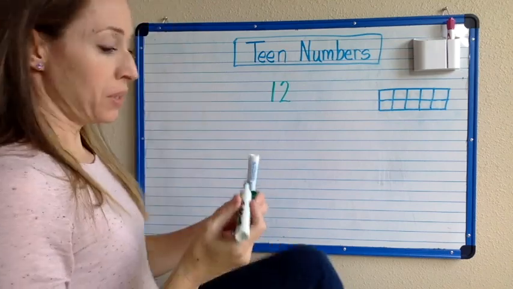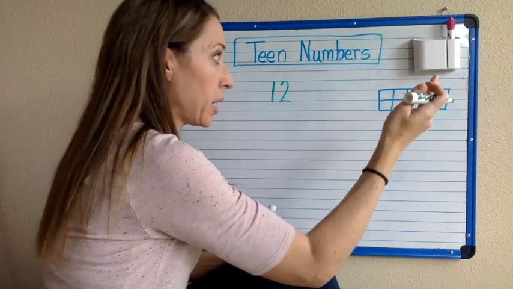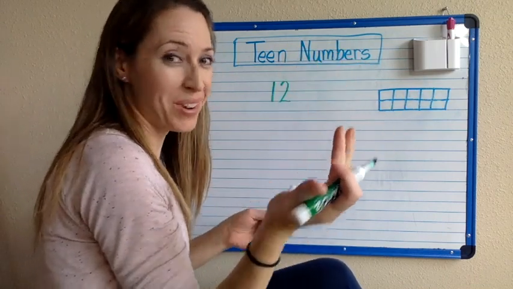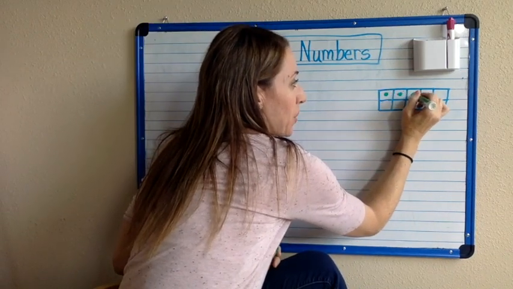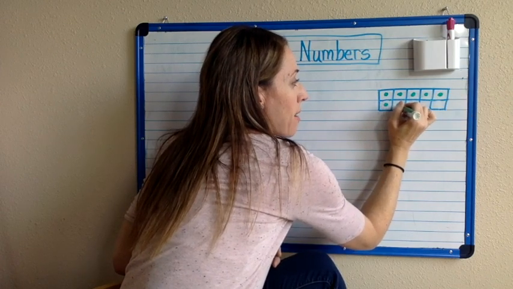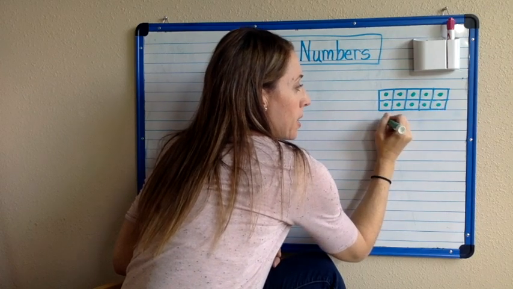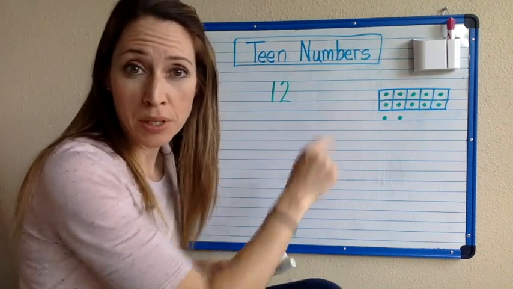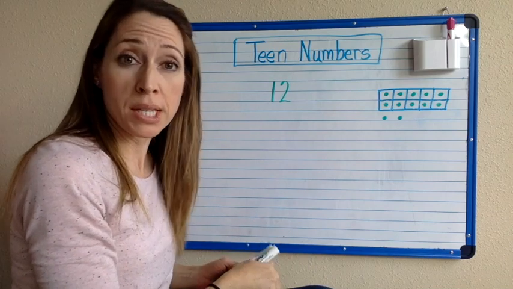All right, I'm going to go ahead and fill in mine. And I'm going to count aloud so that you can hear the number of each dot. If you want to count with me, that'd be great. Okay, here we go. 1, 2, 3, 4, 5, 6, 7, 8, 9, 10, 11, 12. Okay, I have shown what the number 12 looks like using a 10 frame. But there are also other ways we can represent this number.